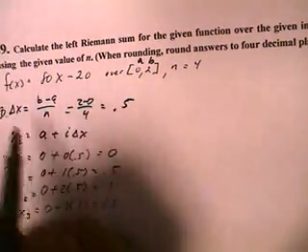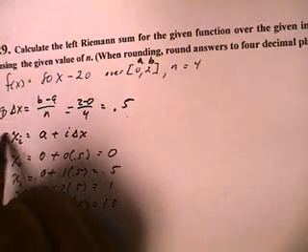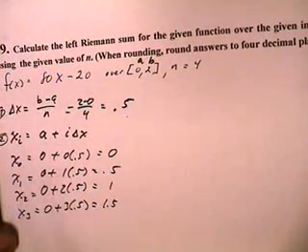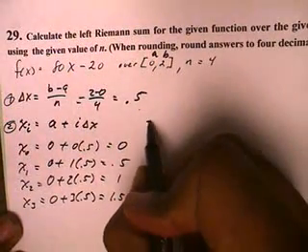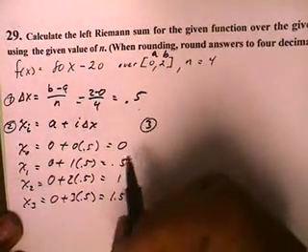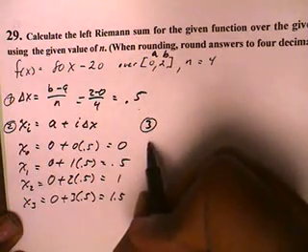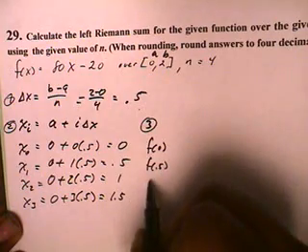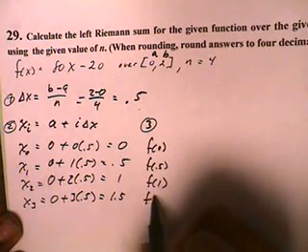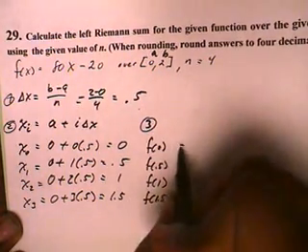Okay, so this is our first step, is to get our delta x. Step 2 is to get our x's. Now our third step is to get our heights of each rectangle. So we'll say f of 0, f of 0.5, f of 1, and f of 1.5.